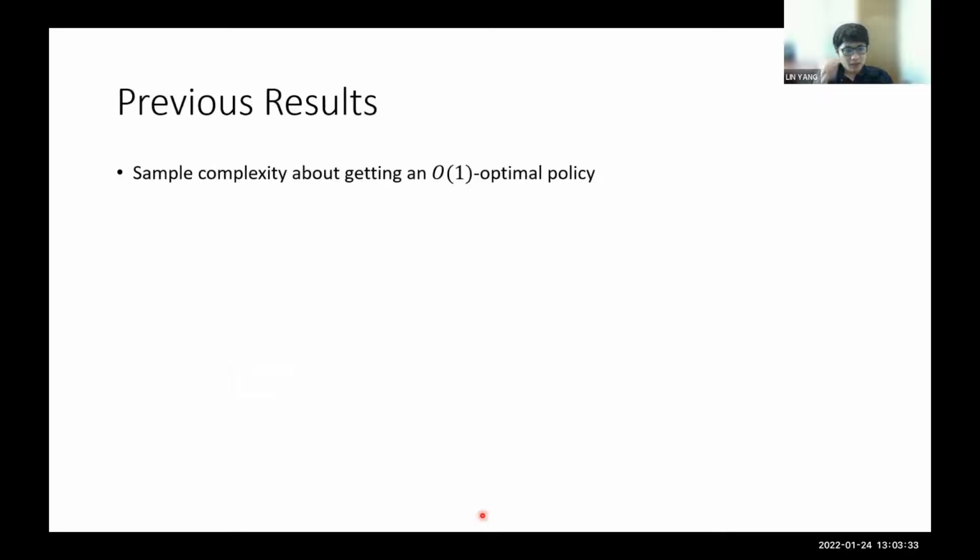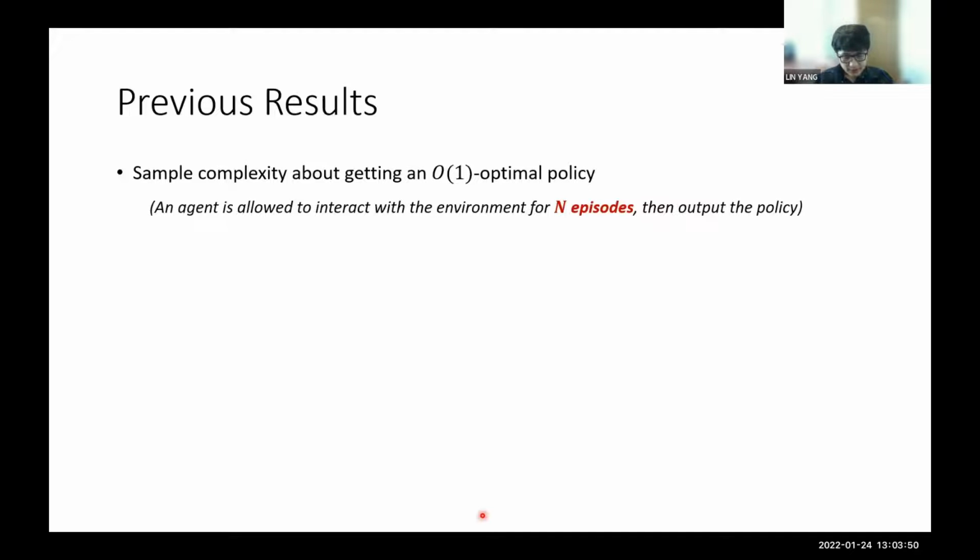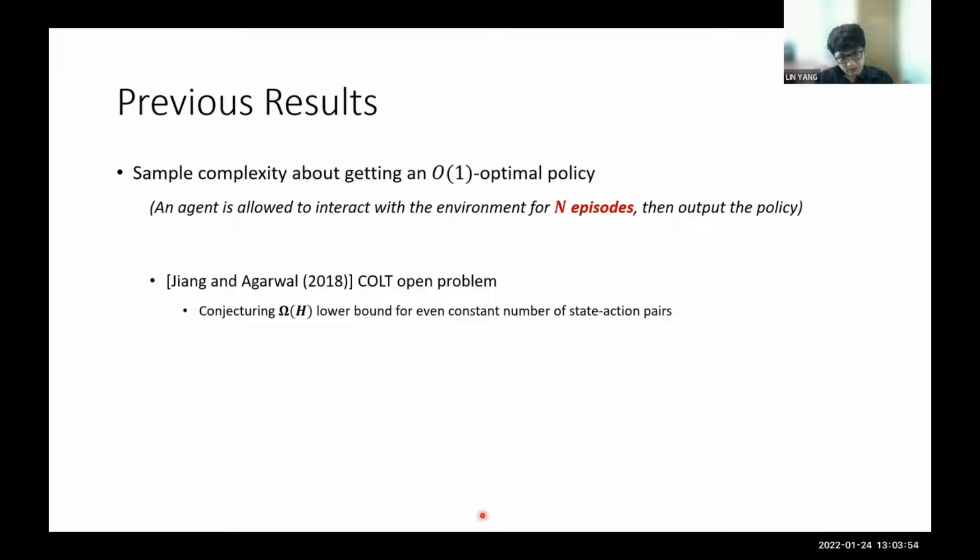All right. So now let's recap again. What is our goal? Our goal is, of course, to understand how many interactions you need to take to interact with the system and to get an order 1 optimal policy, right? So in particular for this bounded total reward assumption, this problem was first proposed by John Langford in 2018 or so.